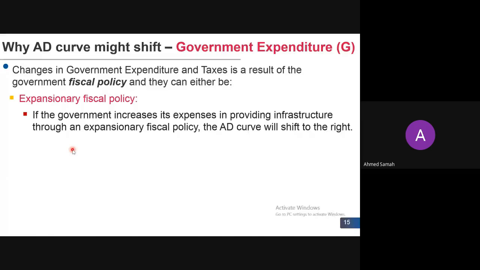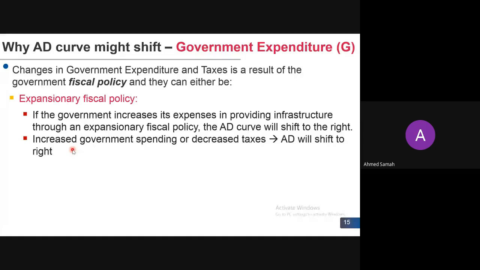Another way of expansionary fiscal policy is to reduce the taxes. So when they reduce taxes, the same impact will occur because businesses will now have more money for their investments, and households will have more money for their consumption, which will lead to the aggregate demand curve being shifted rightwards.